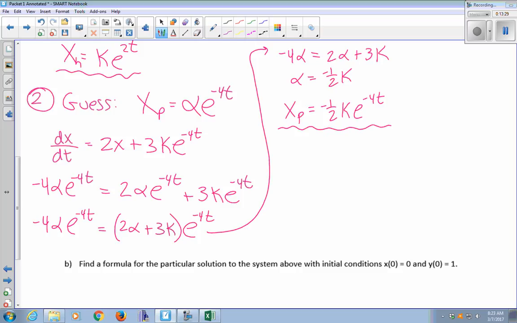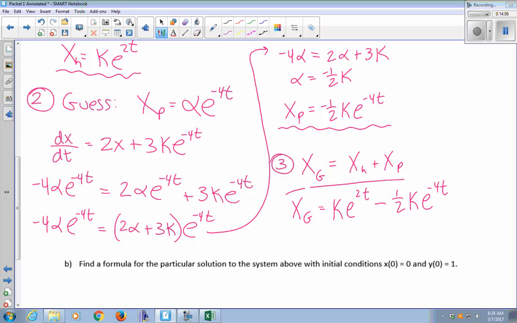And step 3 is just to add those two pieces together, right? Once you have the general solution to the homogeneous equation and a particular solution to the non-homogeneous equation, you add them together, and that's the general solution to the non-homogeneous equation. So x general is x homogeneous plus x particular. So k e to the 2t minus 1/2 k e to the negative 4t. There's my general solution.